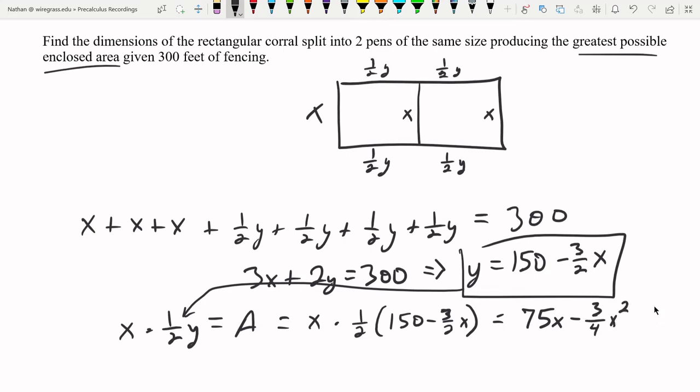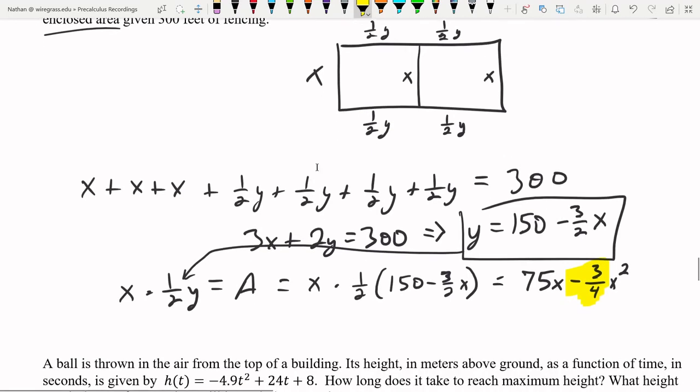And if we're trying to maximize this area, well, this is a quadratic. Does it have a maximum? Yes, because a is negative, we know that it's going to be open downward. It's going to have that global maximum. And where is the maximum at? That happens at the vertex. So let's go ahead and find the vertex.